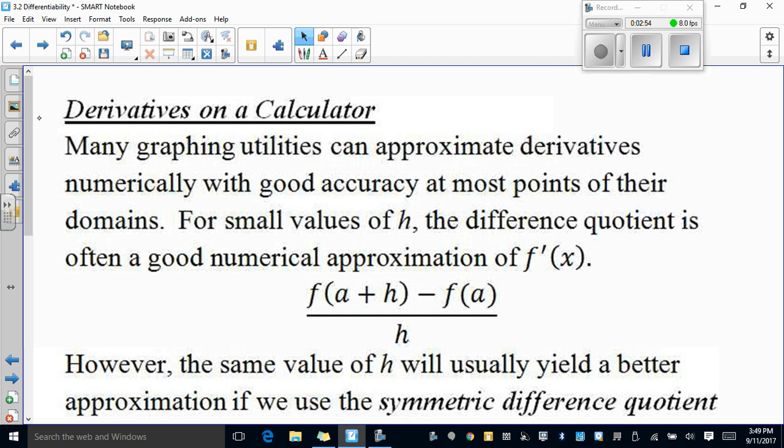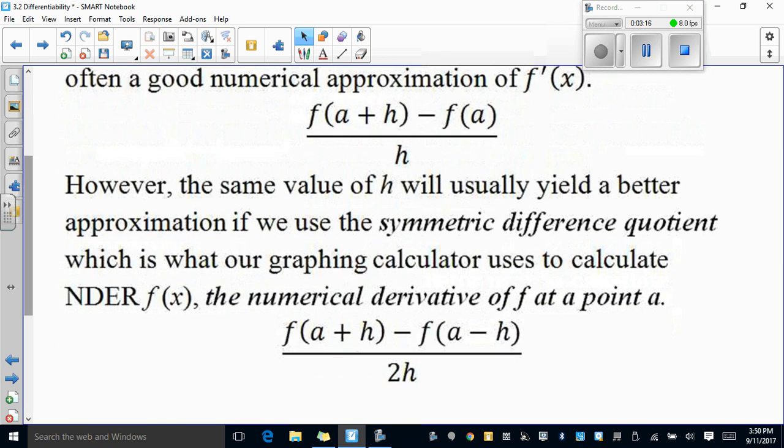So let's talk about doing derivatives on a calculator. Many graphing utilities can approximate derivatives numerically with good accuracy at most points of their domain. For small values of h, the difference quotient is often a good numerical approximation of f prime, which is what we used in the last section. However, the same value of h will usually yield a better approximation if we use a symmetric difference quotient, which is what your graphing calculator uses to calculate NDER.